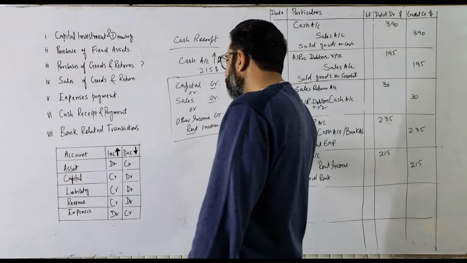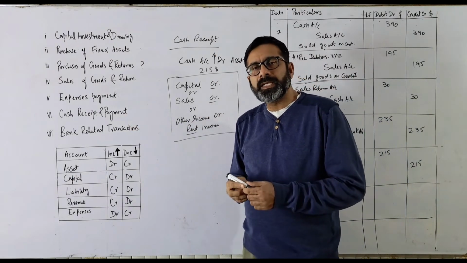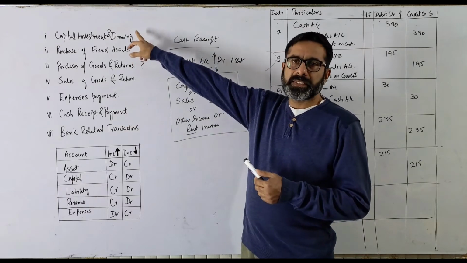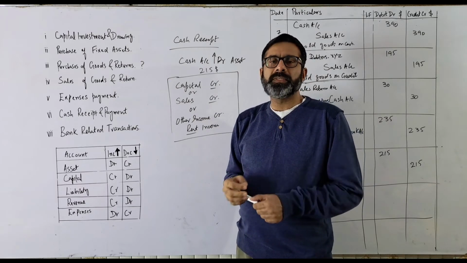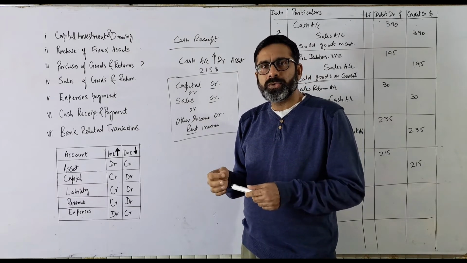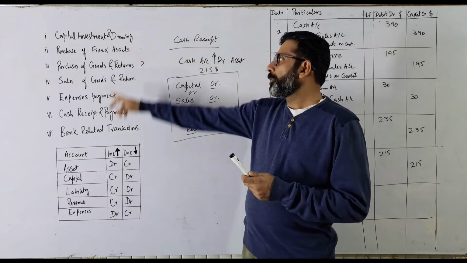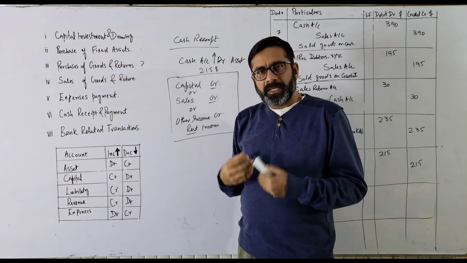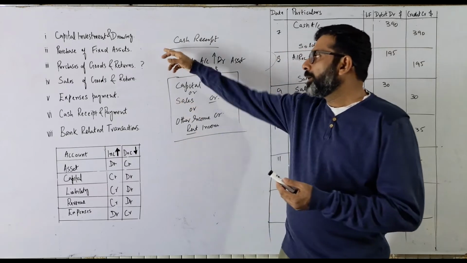Then there is the possibility of payments. Again, what is the possibility of payment? Why are we paying cash? You remember we discussed drawing. The owner is using the cash of the business for personal use. So the business is paying the cash, so cash will be credit. You are purchasing a fixed asset, receiving land, building, furniture, and you are paying cash, so cash will be credit.